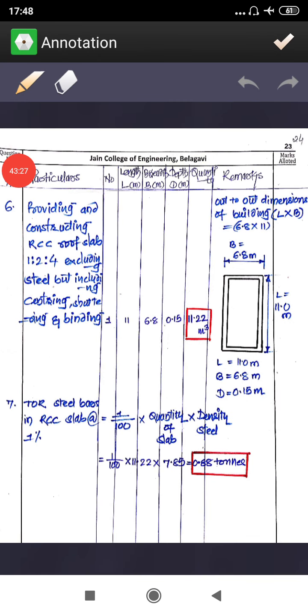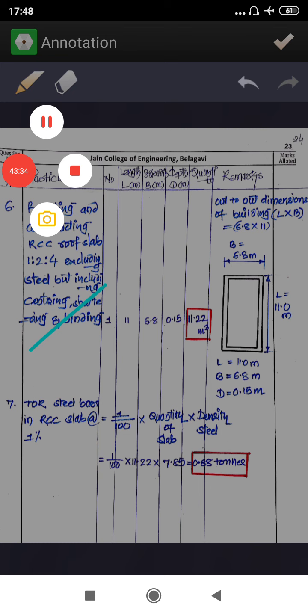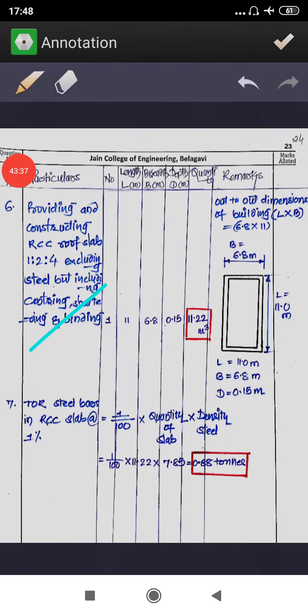Now the last two items. First, the roof slab. We are supposed to determine the roof slab here. So you have to take the outer distance, right? Here out-to-out is 6.8, here it is 11, so 11 into 6.8, thickness of slab is 15 centimeter, that's 0.15. So altogether the quantity is 11.22 meter cube.